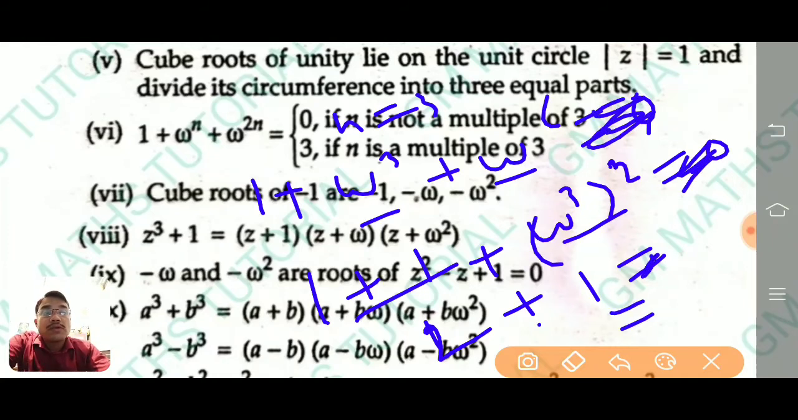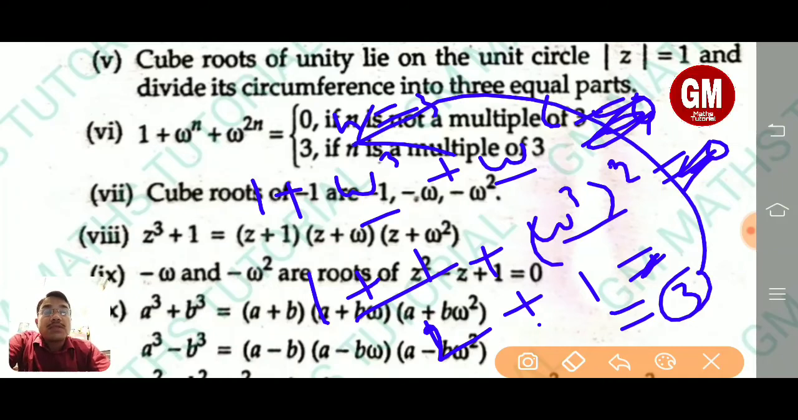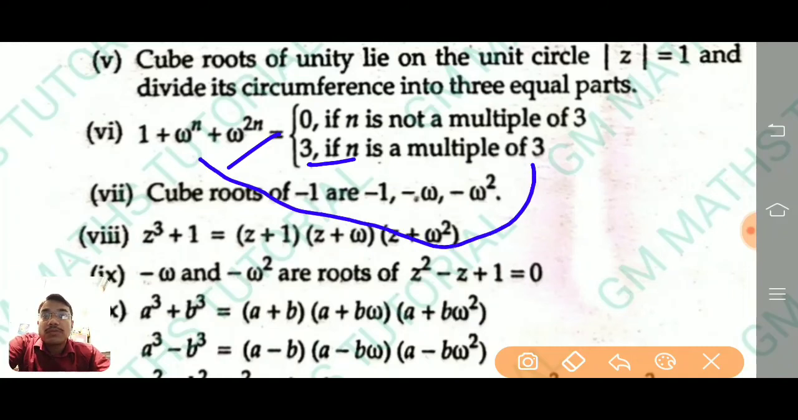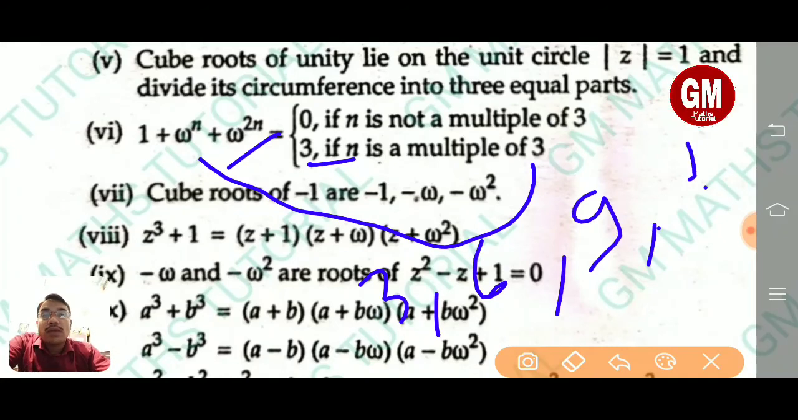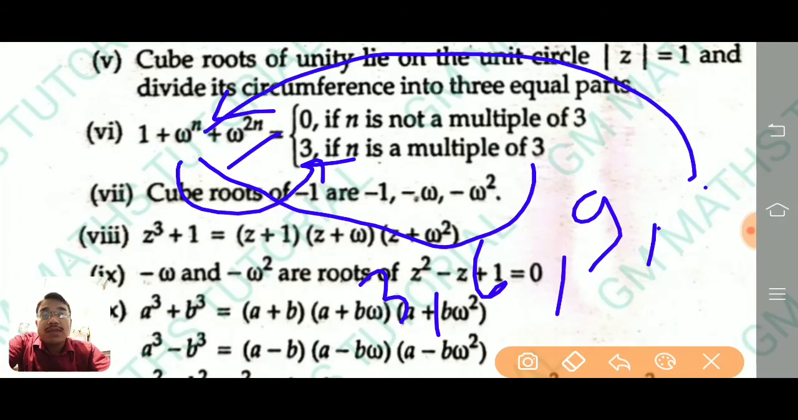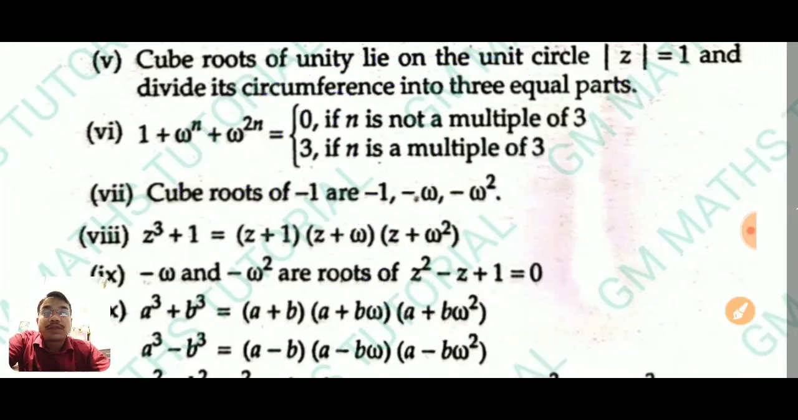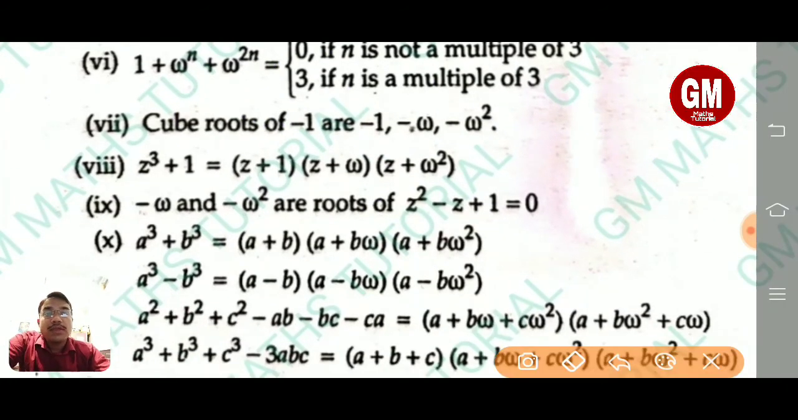So 2 plus 1 is equal to 3, which means that 1 plus omega square, plus omega cube plus omega power 6 always gives 3. If we take a multiple of 3, meaning 3, 6, 9 and so on, putting it at that place we always get 3, and for other values like 1, 2, 4, 5, 7 we always get 0. Clear?